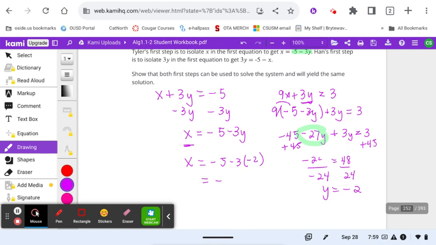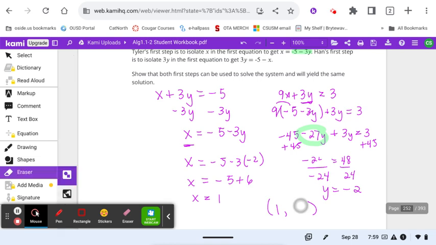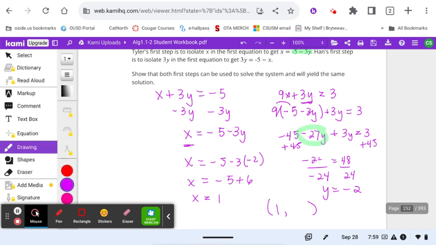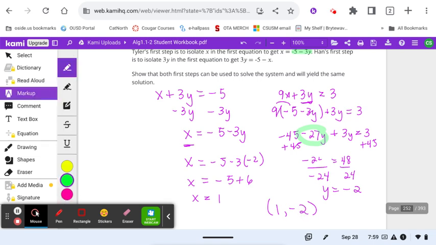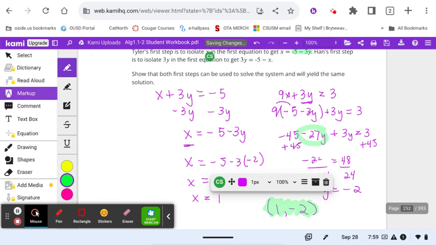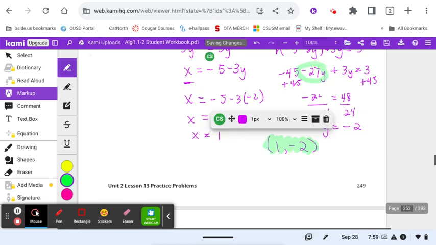And we get -5 plus 6, and so x is equal to 1. Now, if I solved it using the other student's method, I would still get this same solution. It's just that it used a lot of fractions, but it would still yield the same equation. So if that's the one you chose, you totally could have done that as well and still should match. But there's my solution, 1, -2.